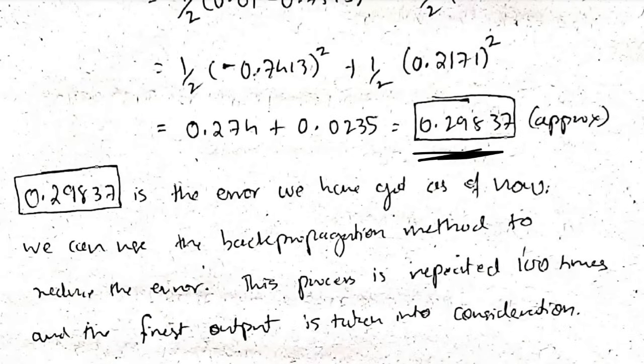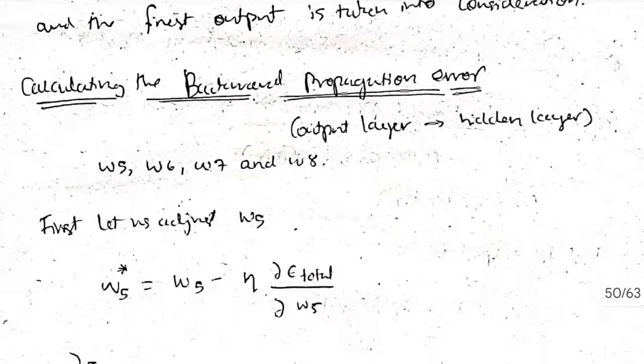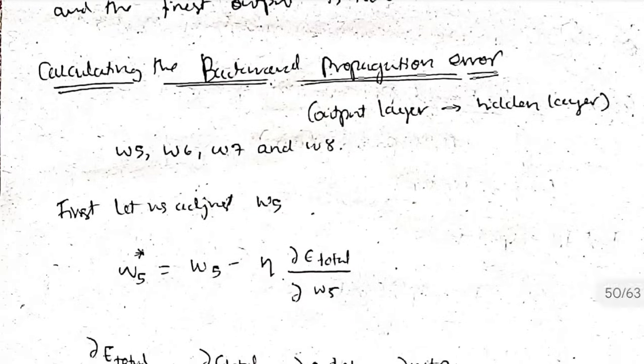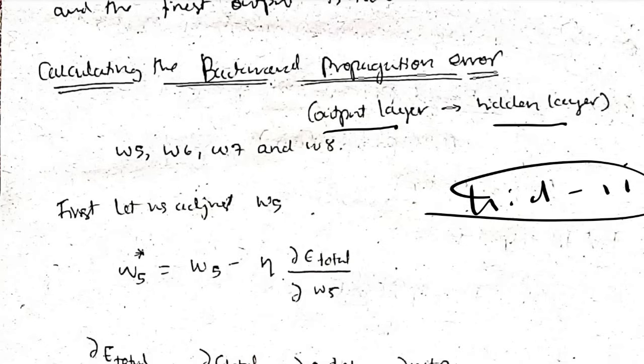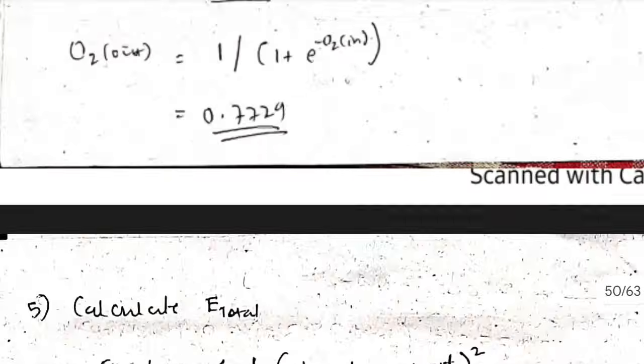Okay. So now to reduce this error, we'll again backpropagate. That is the second part. So the second part is calculation of the backpropagation error. In backpropagation, we'll be doing it in two steps: output layer to hidden layer, then hidden layer to the input layer. That is the third part. This is the second part. For each of these, there is a different formula.